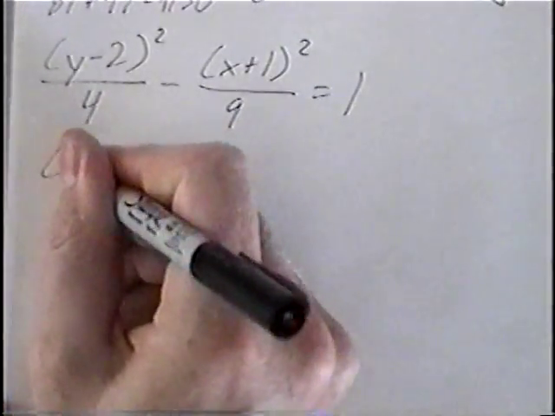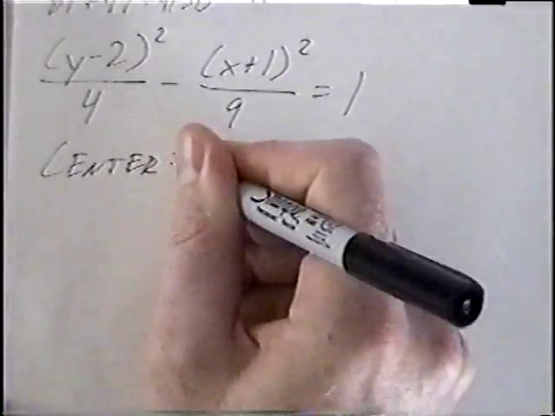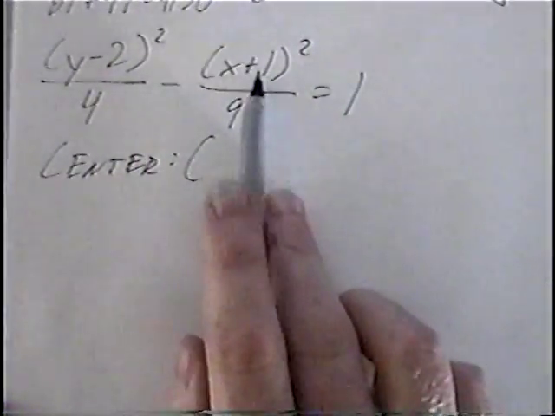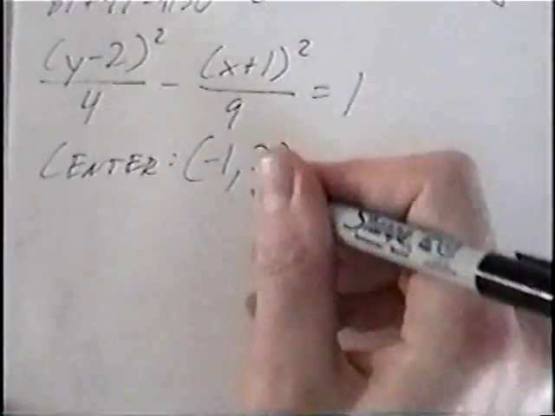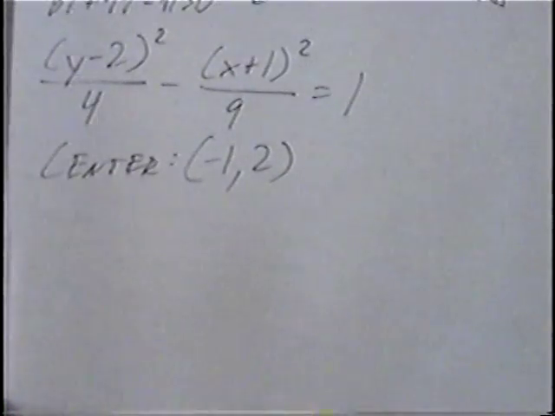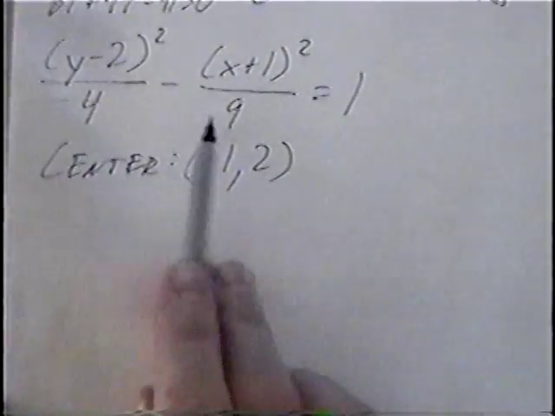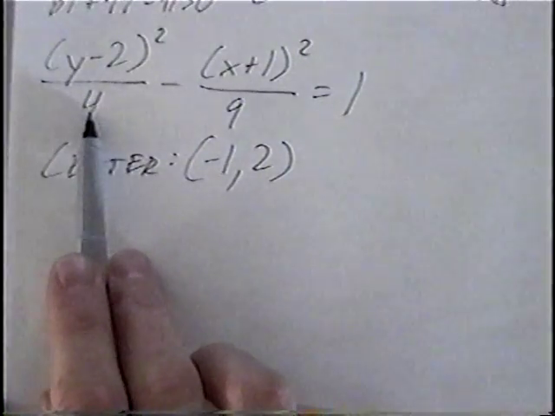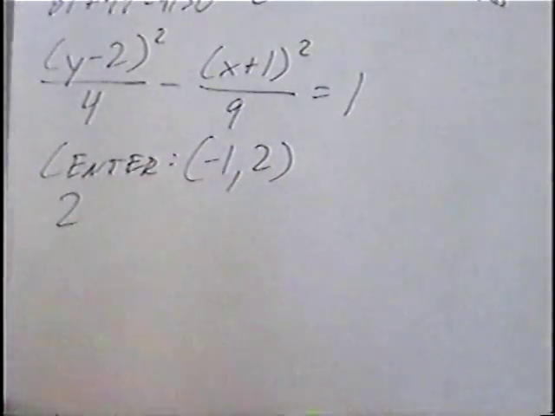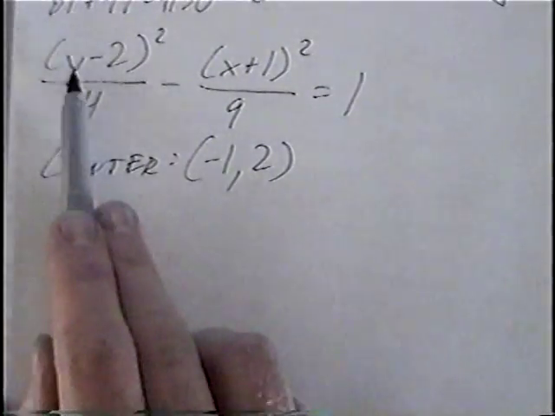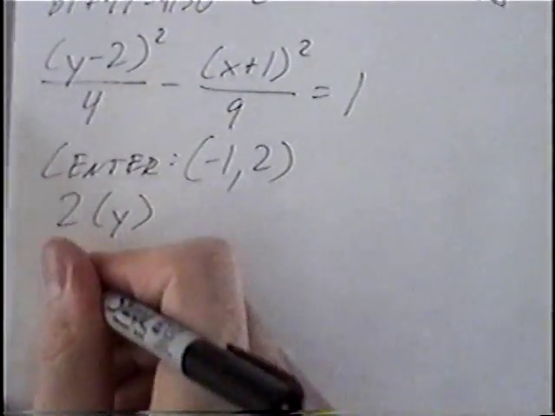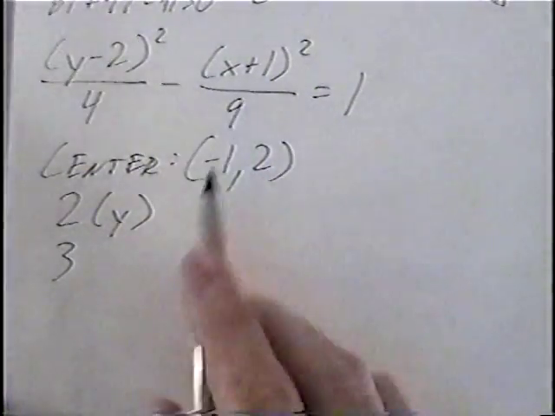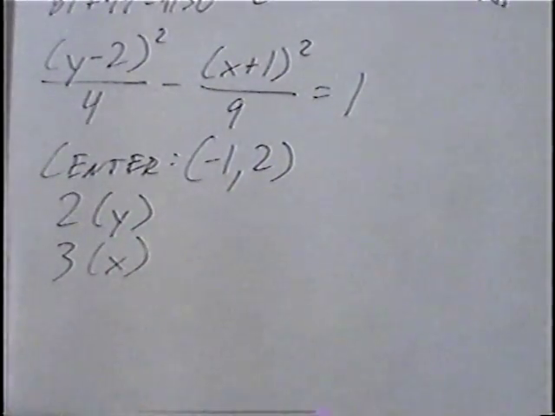To find the center, again, the opposite of the x value would be negative 1, and the opposite of the y value would be positive 2. For the two numbers, it doesn't matter which order you do them in. You can do the first number, which would be 4. Always take the square root, which would be 2. And again, this is underneath the y fraction, so this would be 2 units in the y direction. The second number, 9, the square root would be 3. This is on the x fraction, so that's 3 units in the x direction.